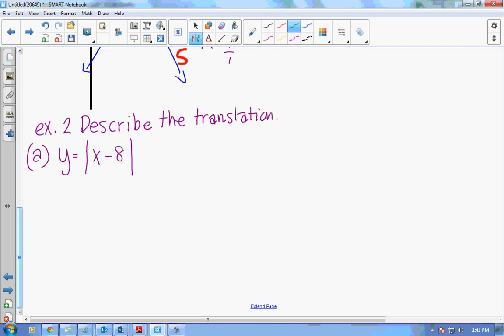2, right? Yeah. Horizontal shift because it's inside, right? Horizontal shift is inside. Vertical shift is outside. But since it says minus, we do opposite. So we go right 8.